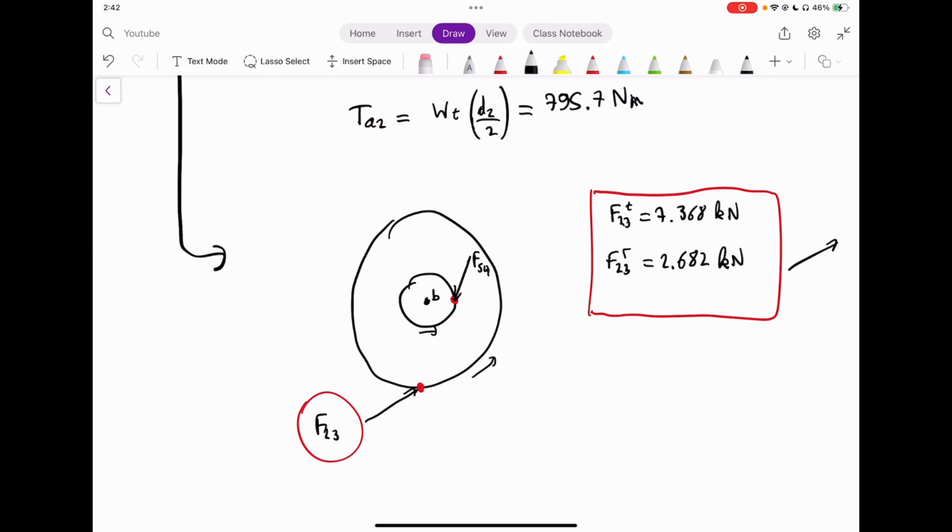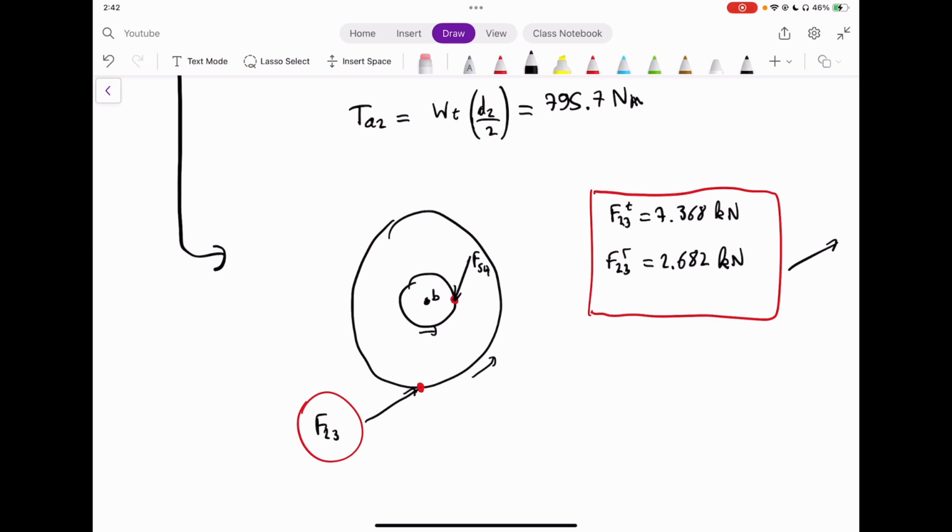And obviously you can find the actual value of F23 if you wanted to, but it's not necessary to find it. It's actually easier to solve our problems using tangential and radial components, so we don't actually have to find these values. Now, in a test, this would be perfectly fine to leave your answer as is. For the 2-3 part, I don't need more information.